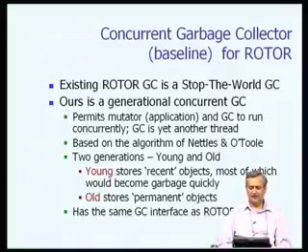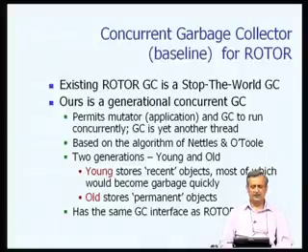So, now let us look at the garbage collector and its structure. Finally, look at how these clusters have affected the garbage collection process. So, concurrent garbage collector for rotor. This is the baseline garbage collector that we are using. The existing rotor GC is a stop the world GC. So, it actually has very large pause times, whereas ours is a generational concurrent garbage collector.